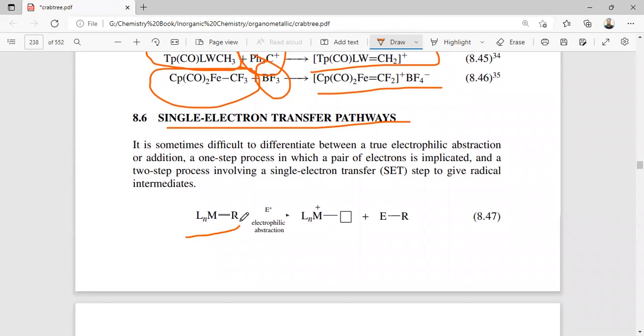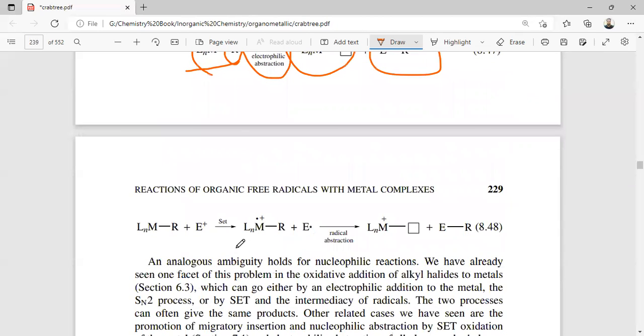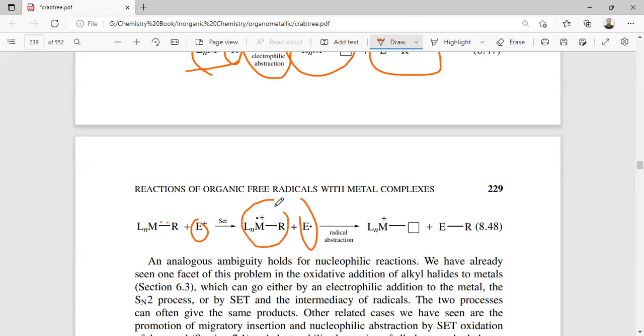So here the LnM electron will abstract the R group to form this vacant site and this ER is formed. So next, it may be formed via the radical pathway. For this electrophile, it will abstract an electron from these two electrons. So from this E radical and this metal positive radical are formed. There is radical abstraction to form this ER and this second complex.